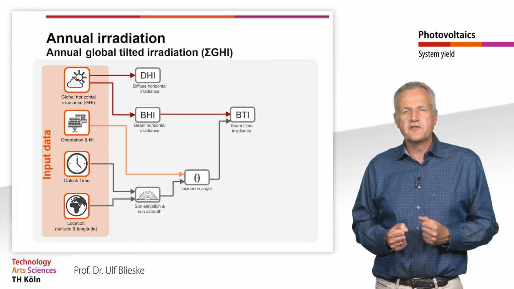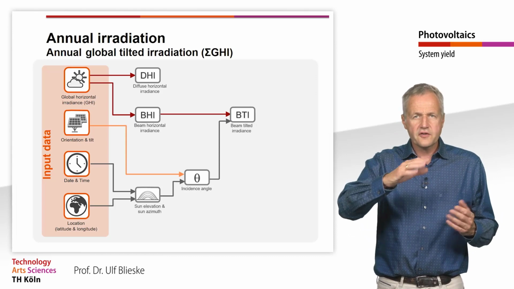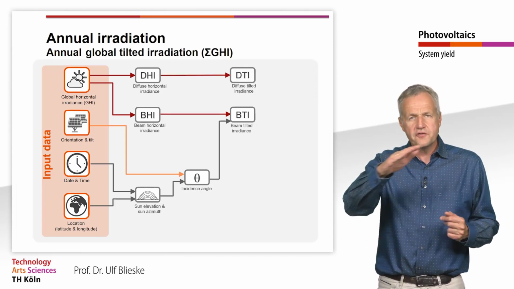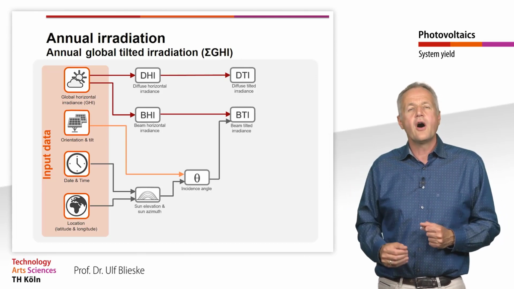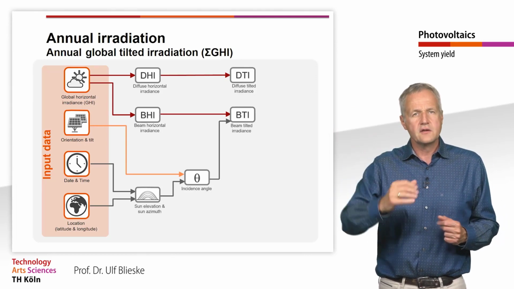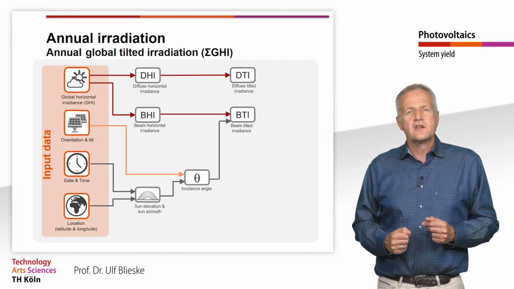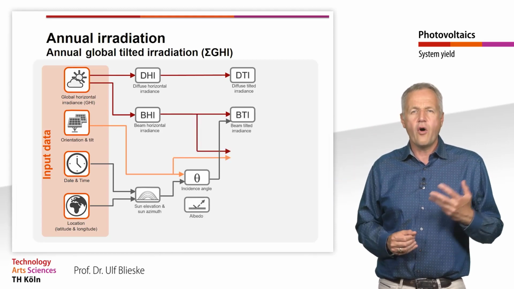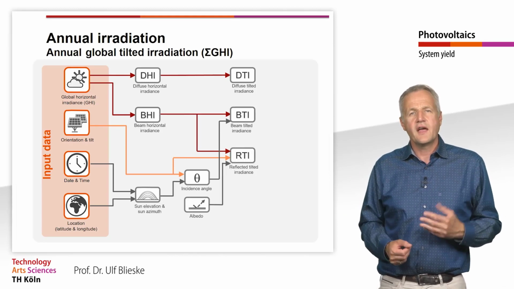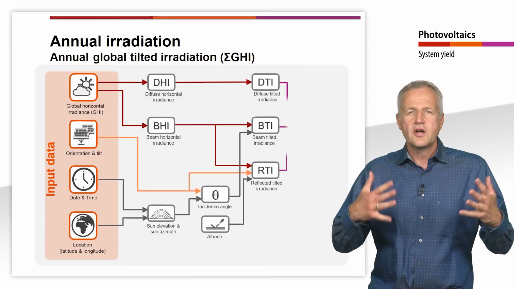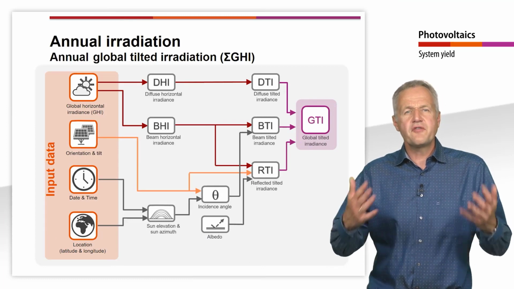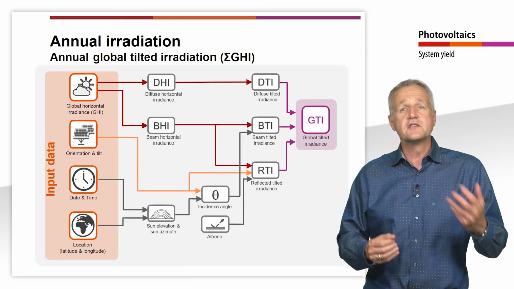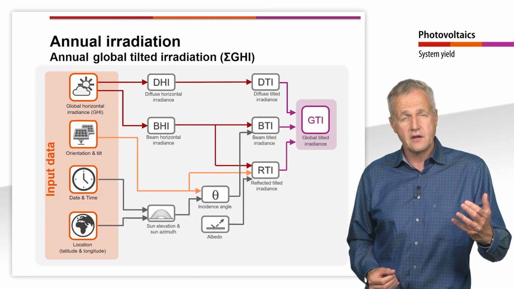When calculating the diffuse irradiance on the tilted surface, physical models are used which take into account the distribution of the diffuse irradiance over the solid angle. In addition, the ground reflection is also calculated. An albedo of 0.2 is often used as the default value. From the direct, diffuse and reflected irradiance on the tilted surface, we get the global tilted irradiance, GTI.